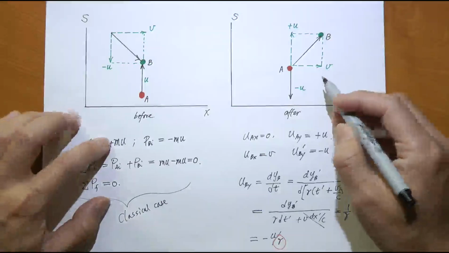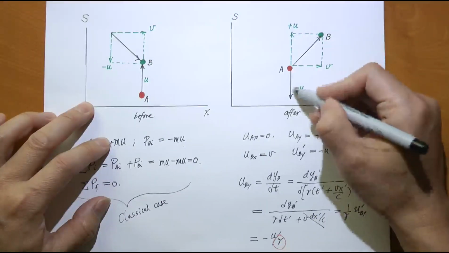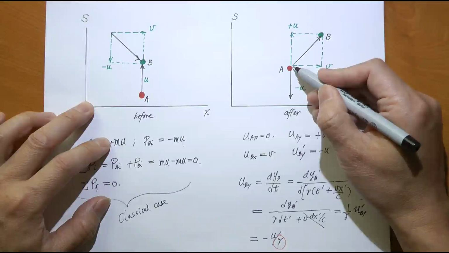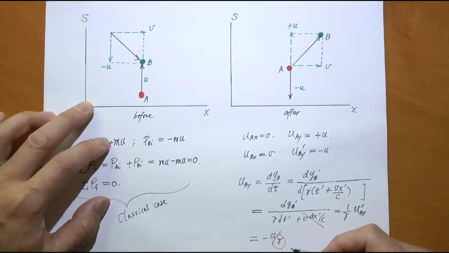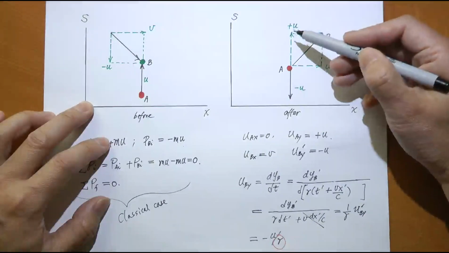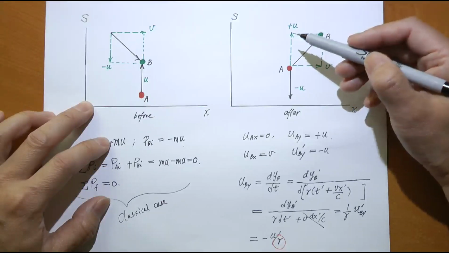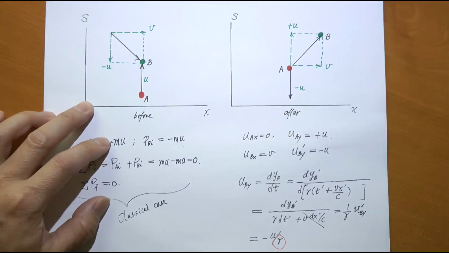In fact, this ball, the red one, goes up with a momentum of positive mu, but the green one goes down with a momentum of negative m times u over gamma. Gamma is not equal to 1, so they are different, which means that the momentum of the system in the y direction before the collision was not actually equal to 0 if you add these two momenta up.